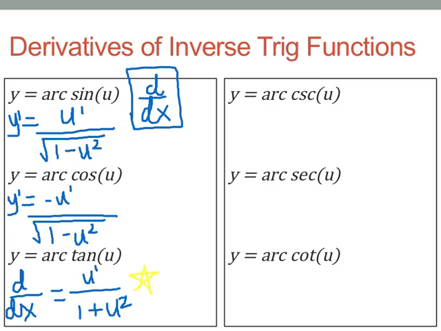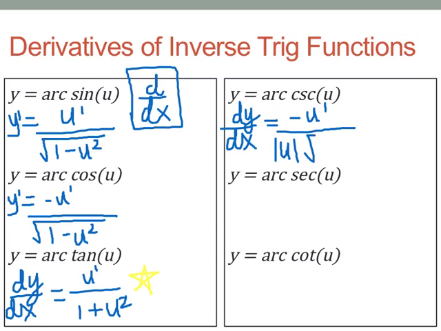Alright, moving right along, the derivative of arc cosecant, or inverse of cosecant, the derivative with respect to x would equal negative u prime all over the absolute value of u multiplied by the square root of u squared minus 1.